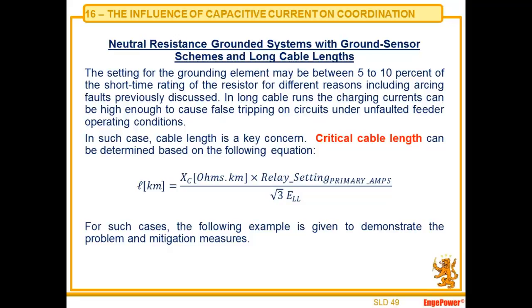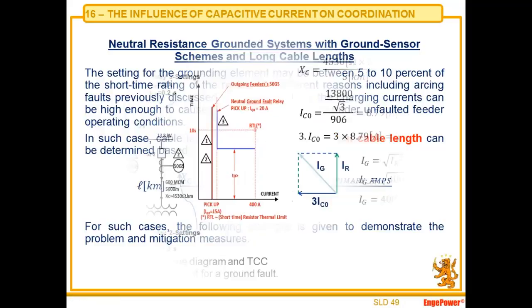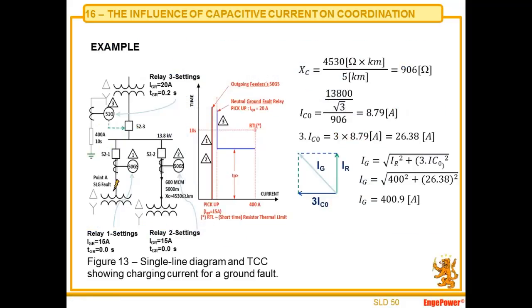with ground sensor scheme and long cable length. This happened in a plant. Before showing this slide, I prefer to show the issue, and after we move back. Here is a plant where there is a very long cable here, and a single line ground fault happens here. The relay settings are in this TCC.